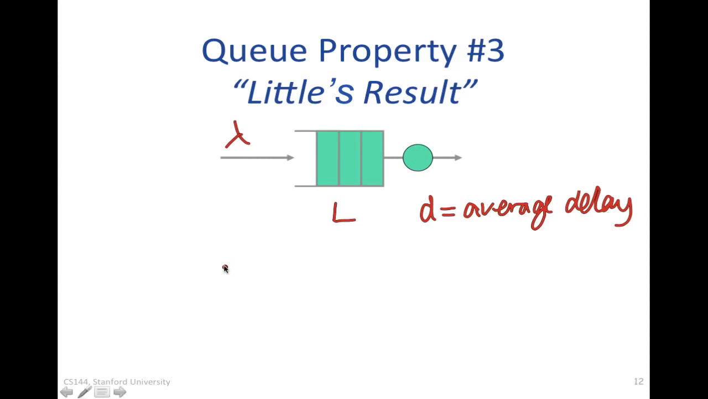Then Little's result tells us that, in general, the number of customers in the system equals the average arrival rate times the average delay of a customer through the queue. That's it. This deceptively simple result applies for any queuing system for which there are no customers that are lost or dropped. So, if none are lost or dropped.